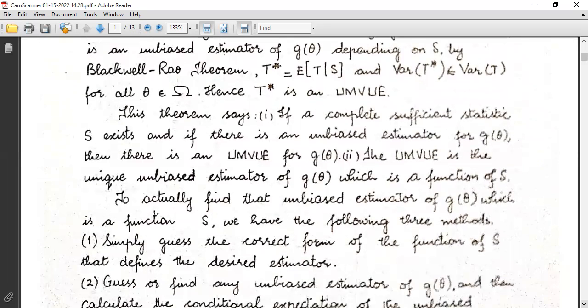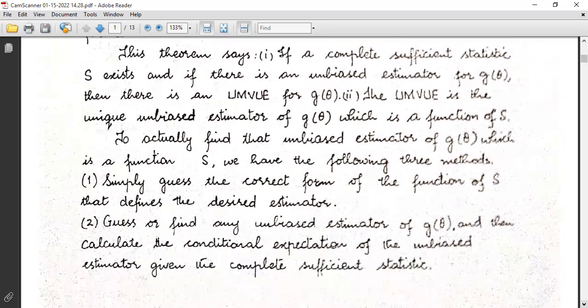In this way, this theorem says two different things. First, if a complete sufficient statistic S exists, and if there is an unbiased estimator of g(theta), then there is a uniformly minimum variance unbiased estimator for g(theta). And second, the uniformly minimum variance unbiased estimator is the unique unbiased estimator of g(theta) that is a function of S.